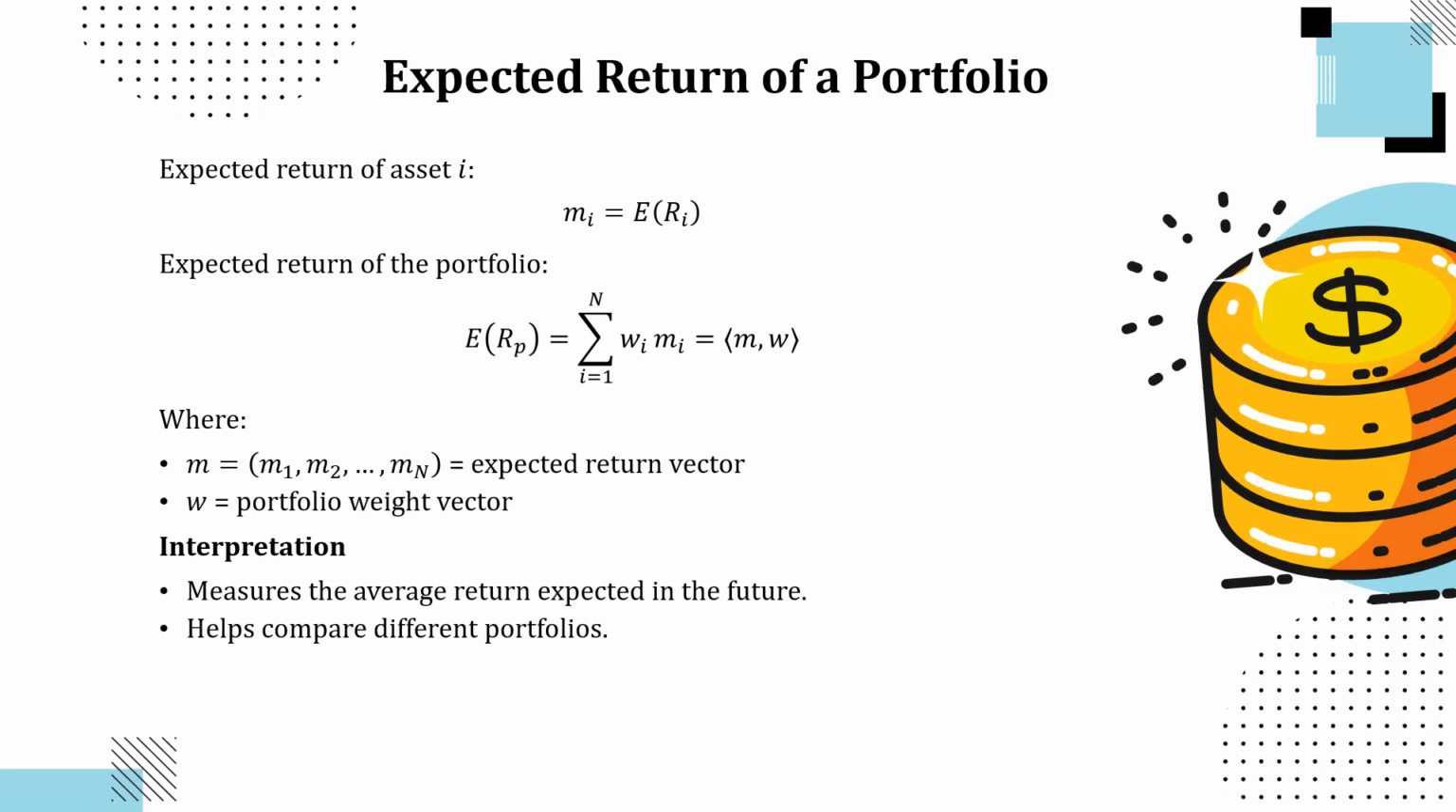And the next slide is the expected return of a portfolio. Expected return represents the average return that an investor anticipates in the future. It is calculated using the expected returns of individual assets and their respective wealth in the portfolio. This helps investors compare different portfolios and select the most attractive option.